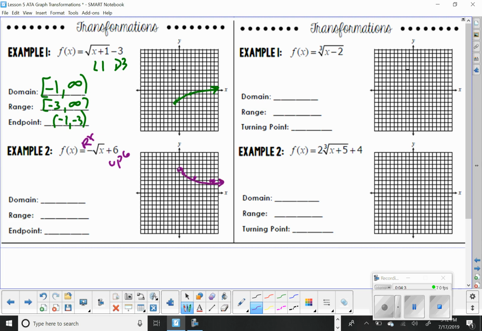And I can graph. The domain for this one is a wee bit different. Well, the domain for this one is the same. Since we move left or right, we still go 0 to infinity. But the range, notice it's going down forever, so it's coming from negative infinity, and it's going to stop when it gets up to 6. The end point, 0, 6.